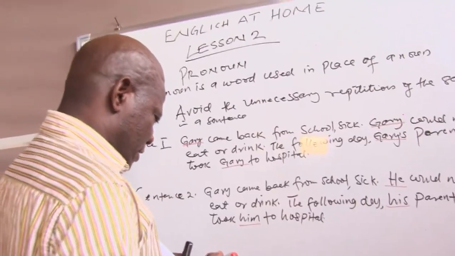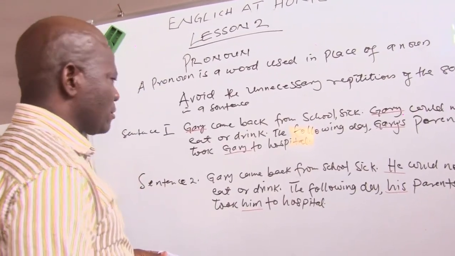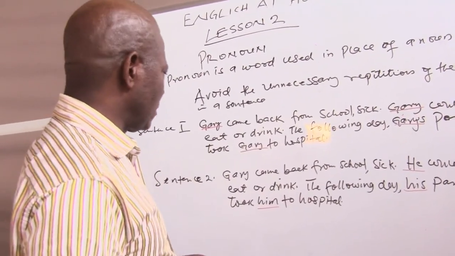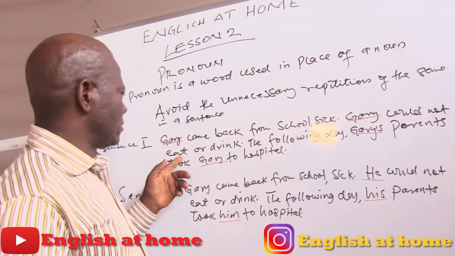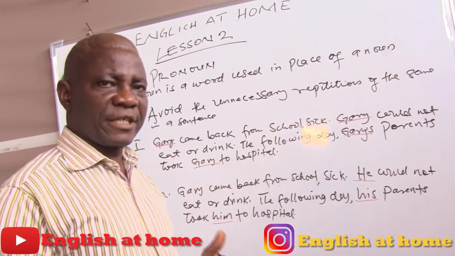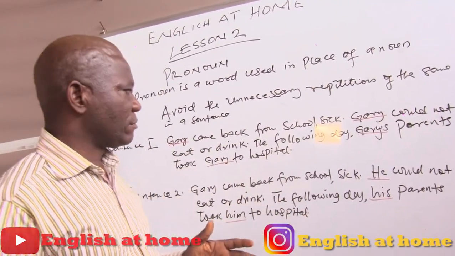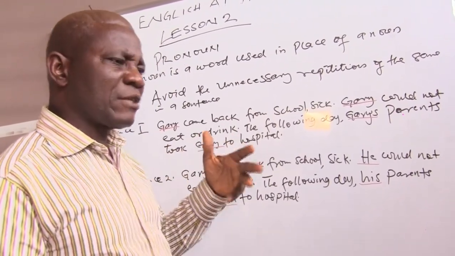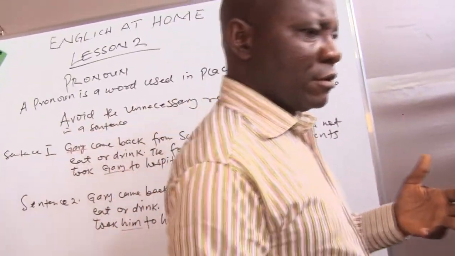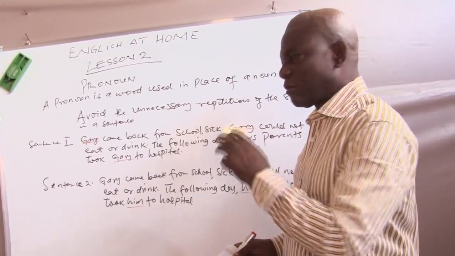So when you look at sentence number 1, you will see it sounds very boring by the unnecessary repetition of the same noun, Gary. Gary came back from school sick. Gary could not eat or drink. The following day, Gary's parents took Gary to hospital. It sounds so boring. This monotony loses interest. So it is the unnecessary repetition of the same word.